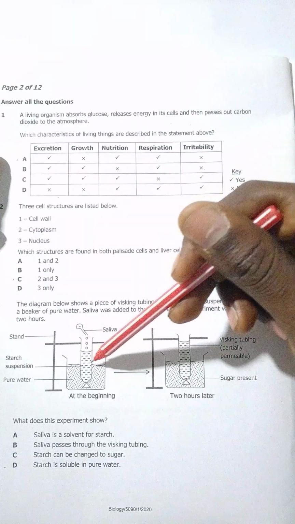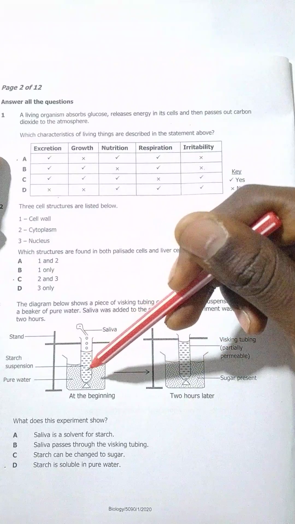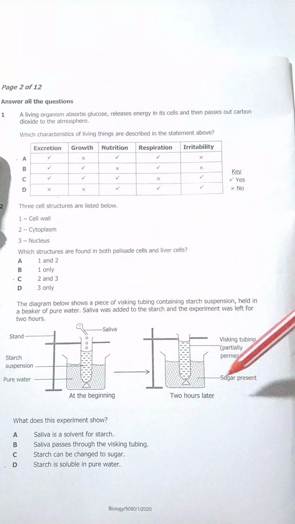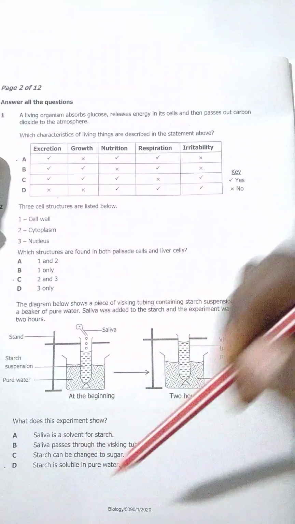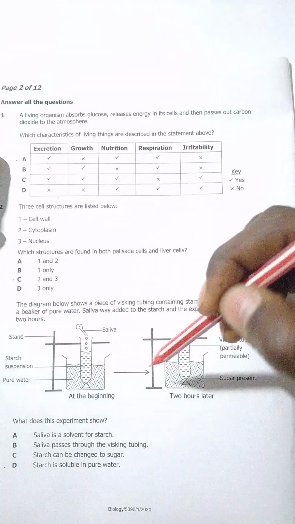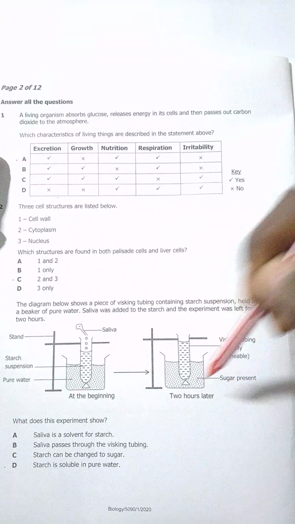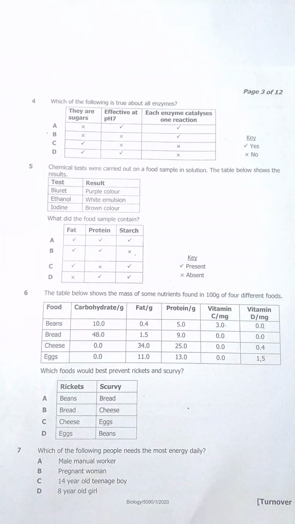So it means that this starch suspension or starch solution is also soluble in water because it is moving out here. Hence, here it is present. So when we look at the multiple choice, starch is soluble in pure water because once it came out, it was able to dissolve into water. So we go to question 4.